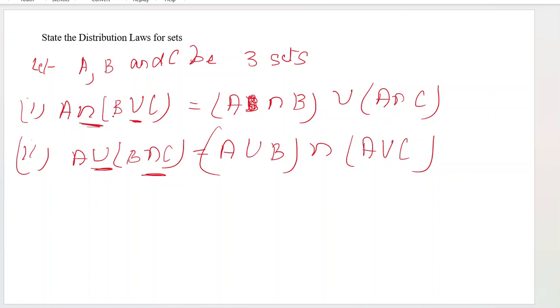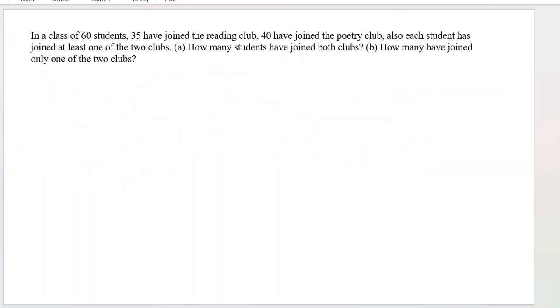A intersection (B union C) is A intersection B. That means A meets B, and then A intersection C. In between there is a union. Similarly, A union (B intersection C) is A union B, there is an intersection there, and then A union C. This is the first problem.